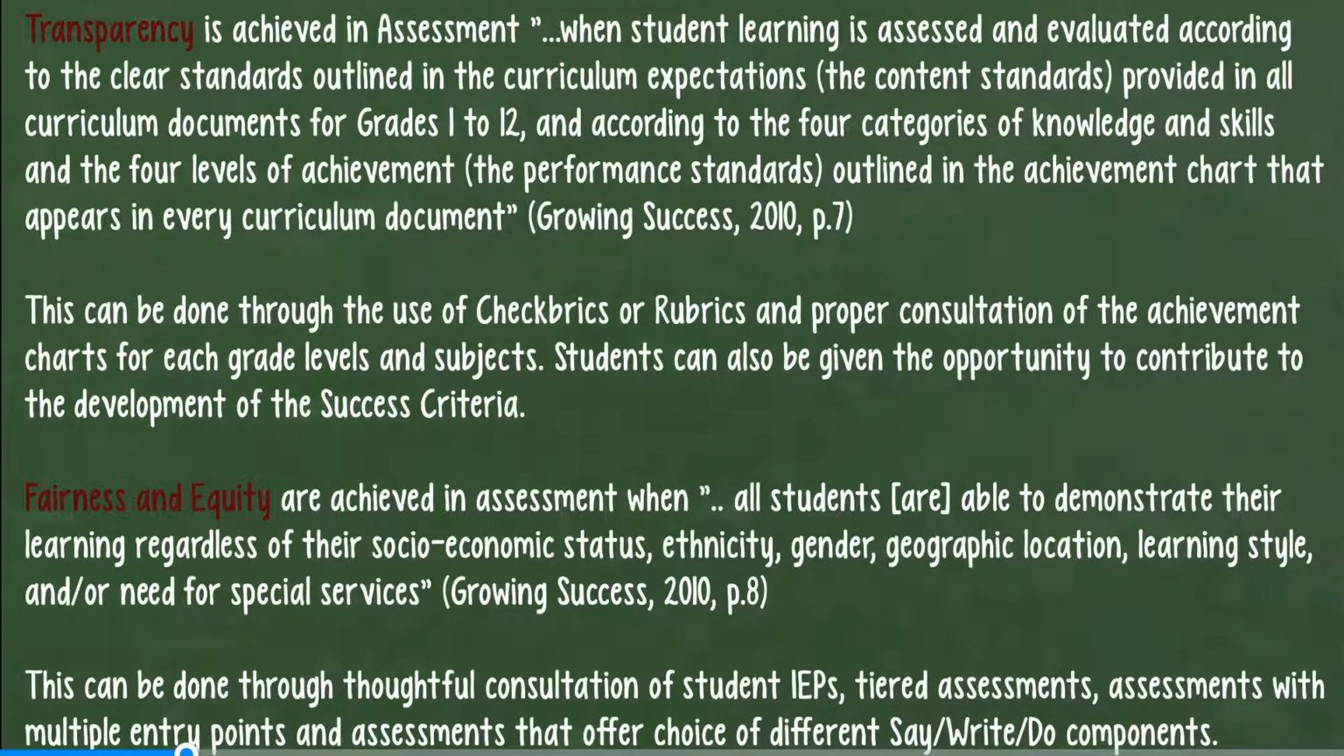Transparency is achieved in assessment according to Growing Success on page 7 when student learning is assessed and evaluated according to the clear standards outlined in the curriculum expectations provided in all curriculum documents for grades 1 to 12, and according to the 4 categories of knowledge and skills and the 4 levels of achievement outlined in the achievement chart that appears in every curriculum document.